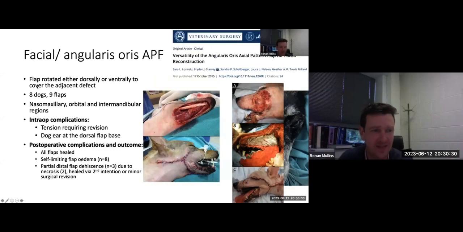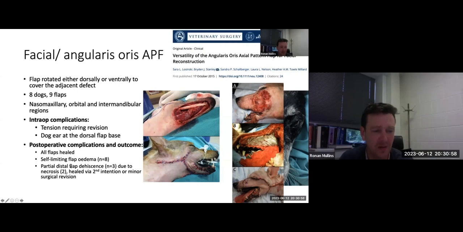Bryden Stanley in the US, again about 8 dogs, usually for these sort of nasomaxillary, orbital or intermandibular defects. I just wanted to put this in because it really nicely shows you the versatility of this flap for either going dorsally or going ventrally. So some nice examples in that study. And overall, all of the flaps heal, so a reasonably robust flap.